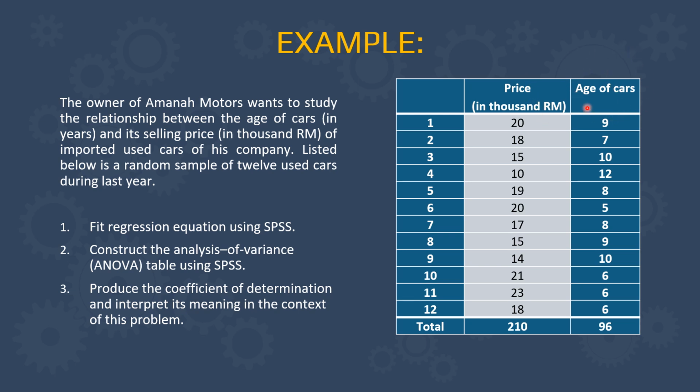What about the independent variable? Here is our independent variable, the age of cars, the predictor that we believe influences the dependent variable. This variable is also continuous. It measures how many years old the car is. The dataset contains 12 observations, and each observation represents a used car. In this example, we aim to fit a regression equation using SPSS. Next, we construct the analysis of variance, ANOVA, table using SPSS. Finally, we aim to produce the coefficient of determination, R square, and interpret its meaning in the context of this problem.